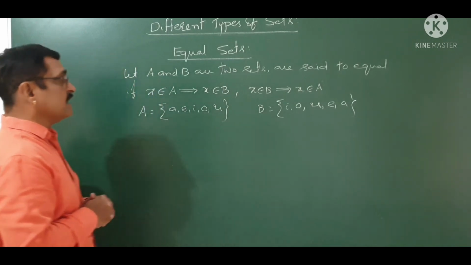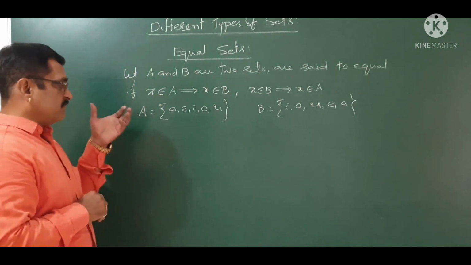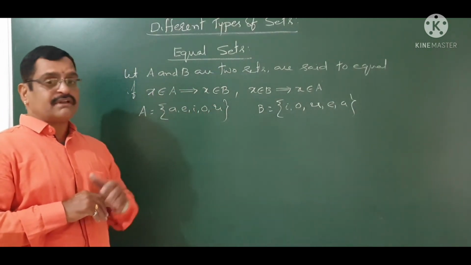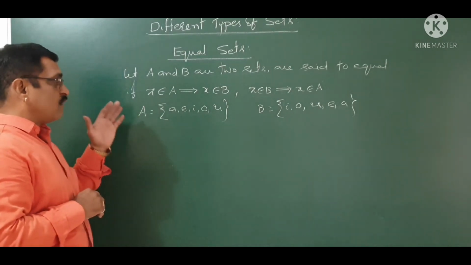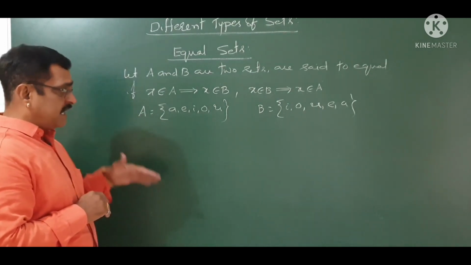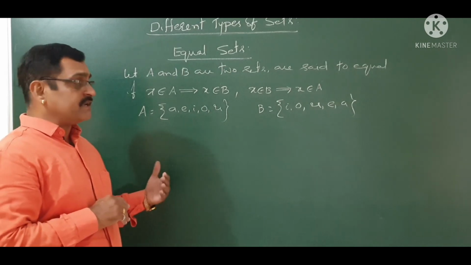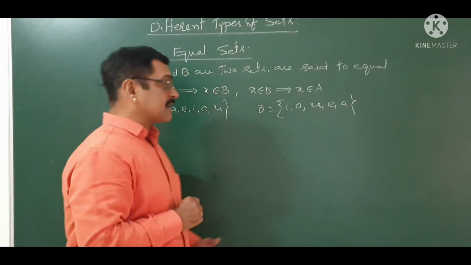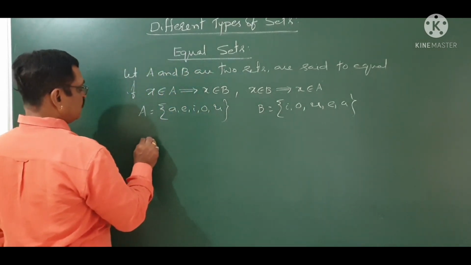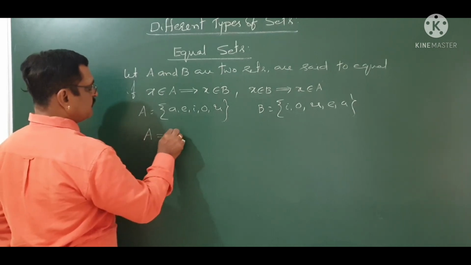So, again to repeat, A and B are said to be equal sets if whatever elements you can find in A, you find the same elements in B also. Then they are called equal sets and denoted by A is equal to B.